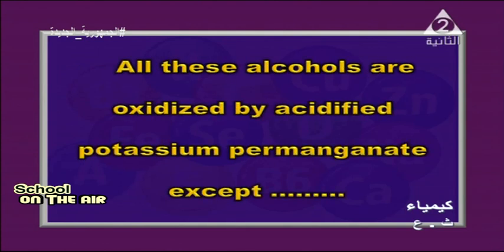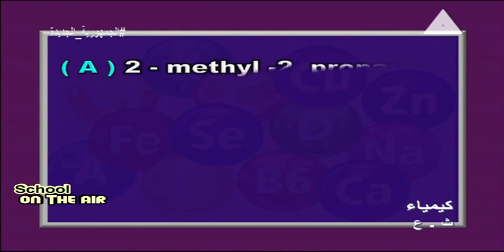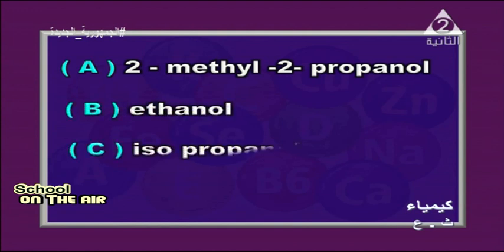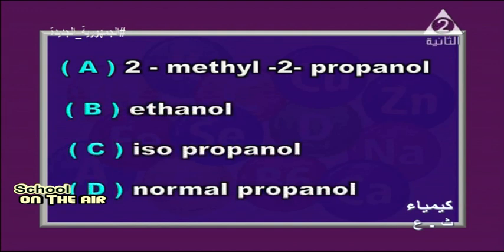Next point, all these alcohols are oxidized by acidified potassium permanganate except what? We know that the oxidation by acidified potassium permanganate works for primary and secondary alcohols and not for tertiary. So if you look at the choices here, A, B, C, D, and write the structural formula of each one, and find which one is tertiary alcohol, it will not be oxidized by potassium permanganate. So it will be 2-methyl-2-propanol.